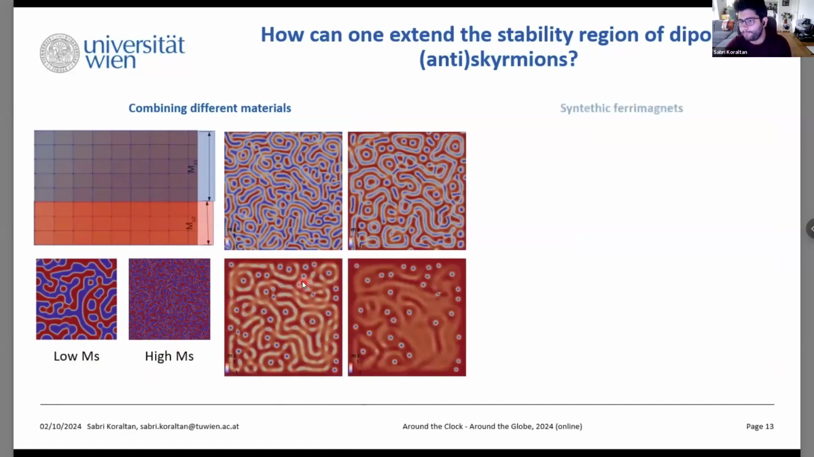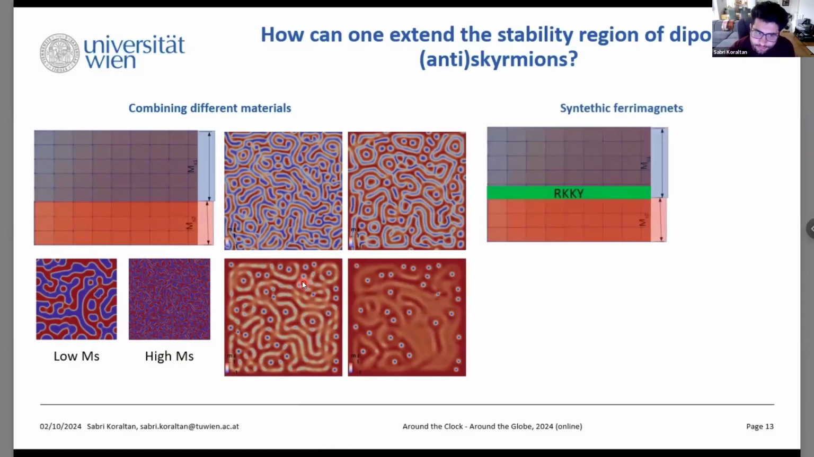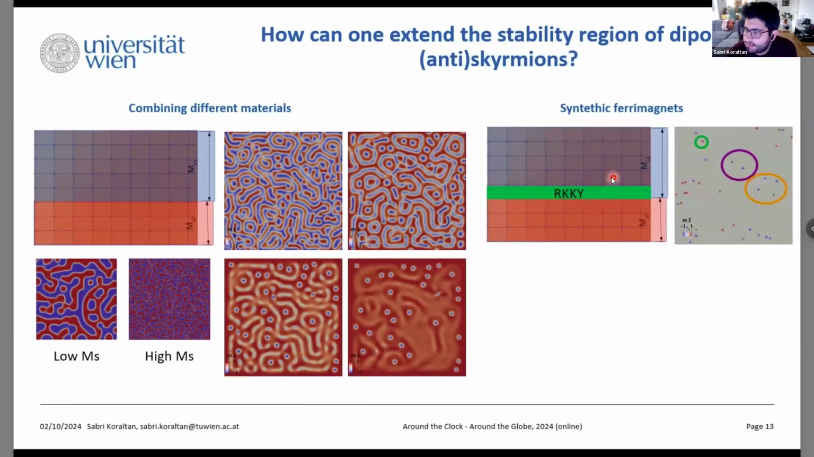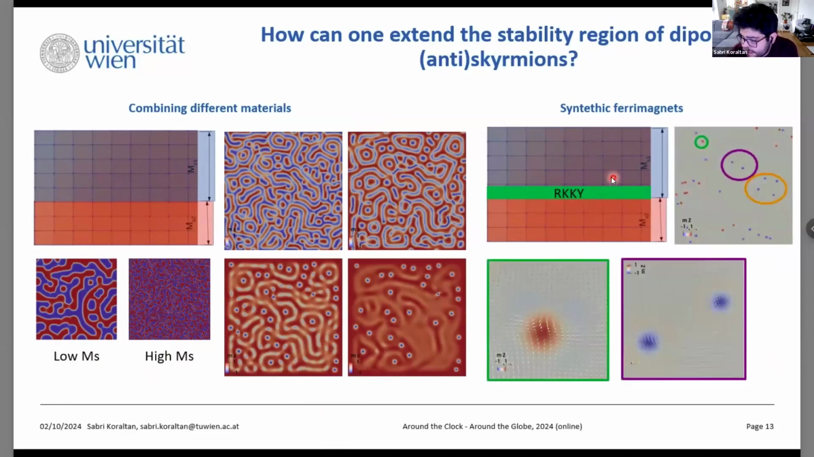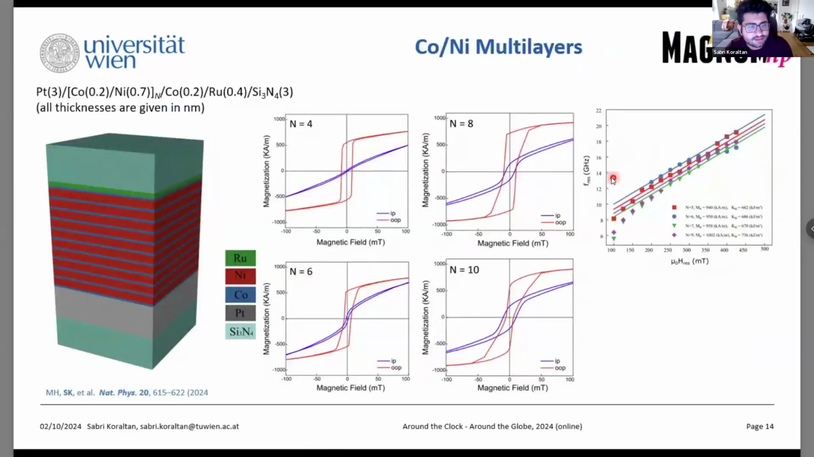We went a bit further and wanted to have a synthetic ferrimagnet, which means that we now use two ferromagnets instead of a typical ferrimagnet, and we couple them antiferromagnetically. If these two are not compensated, we obtain a synthetic ferrimagnet. And what we found out is that we can actually stabilize what look like merons and antimerons. We wanted to try this, but first we said, okay, let's just try a ferromagnet. So let's see that it doesn't work.